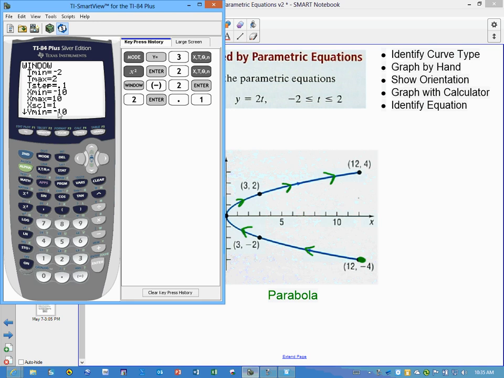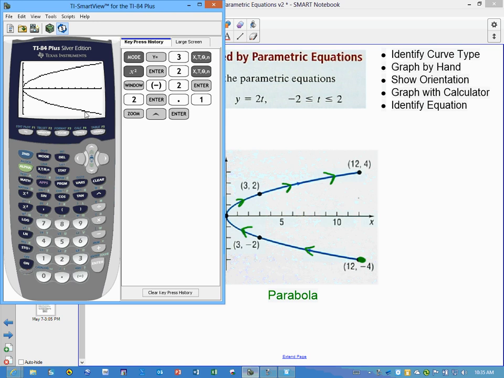Now the rest of the values I don't really care about because I have a nice self-contained graph here, so I can simply use the zoom fit feature, which is zoom 0 is zoom fit. So you can either hit the number 0 or arrow down and then hit enter. Either way, this is going to be your graph.